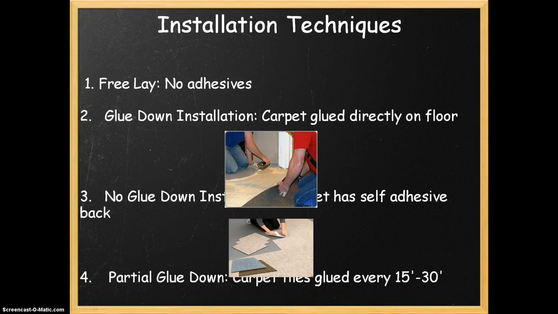And the second method is glue-down installation, and the carpet is glued directly on the floor, as you can see from that picture. The third one is no glue-down installation, and this is usually because the carpet tile has self-adhesive on the back of it already, and so you don't need any additional glue. And the last part is partial glue down. In this method, you only glue down the carpet tiles every 15 to 30 feet.